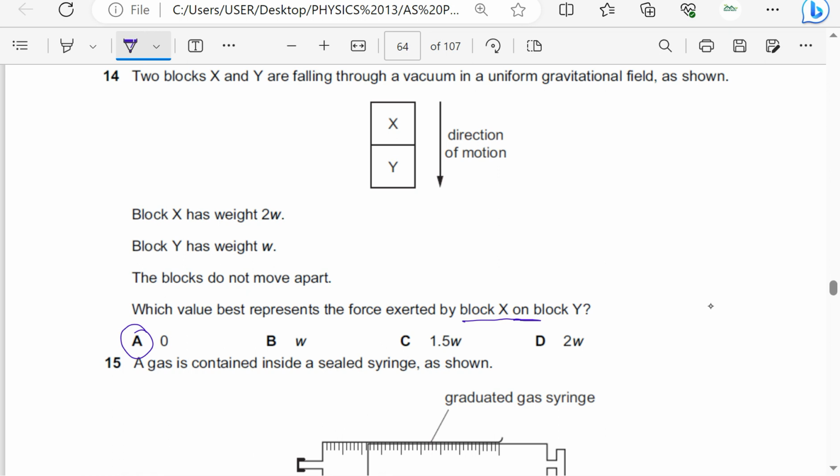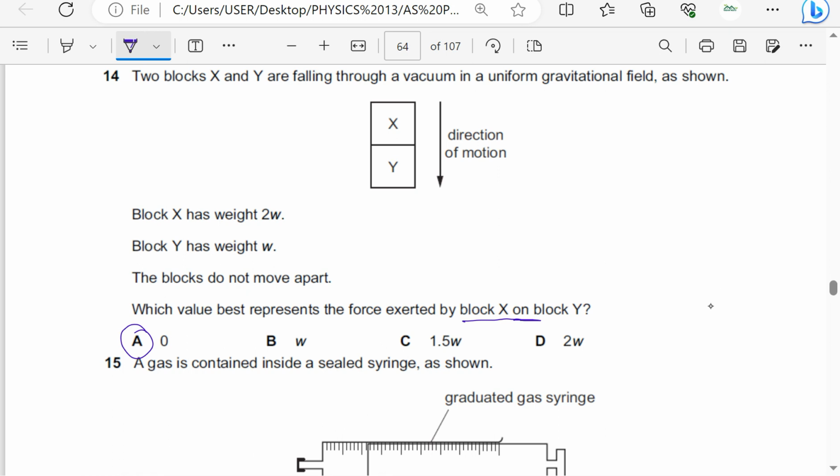You may ask yourself, why is the force going to be zero? You may think about Newton's second law, that if these two are in contact, X will exert a force onto Y, but Y exerts an equal but opposite force on X, and so the resultant is going to be zero.